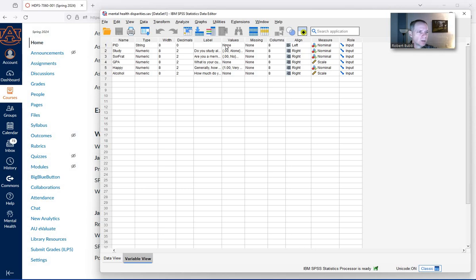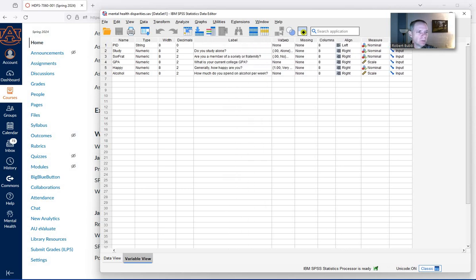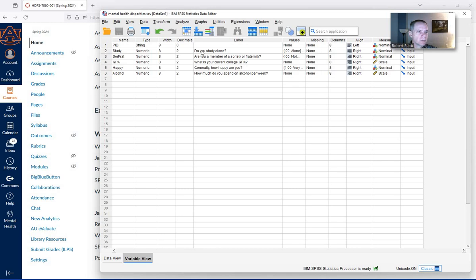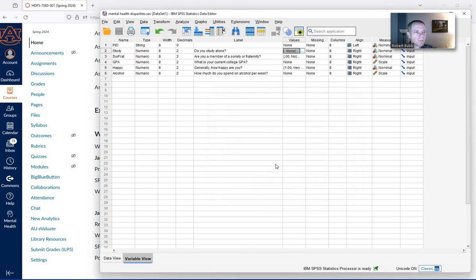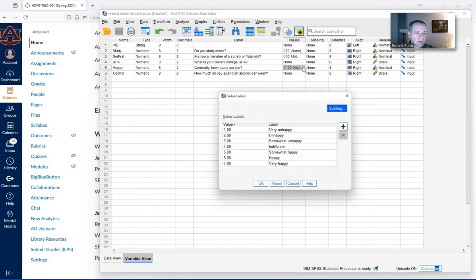These are questions that were asked of students. For our study variable, it just asked, do you study alone? In this case, if you studied alone, the code was 0. If you studied with other people, the code was 1. Our happiness variable, which is going to be our outcome variable, is generally how happy are you? It is on a 7-point scale from very unhappy to very happy, where higher numbers mean more happiness.